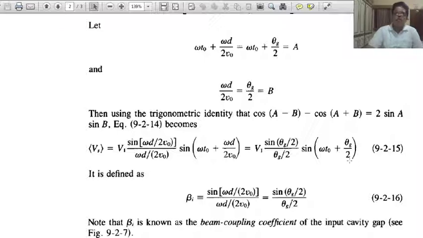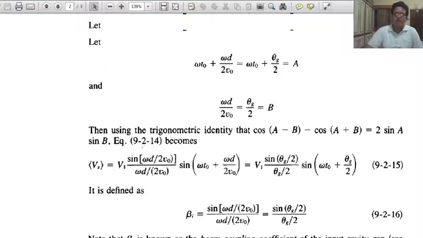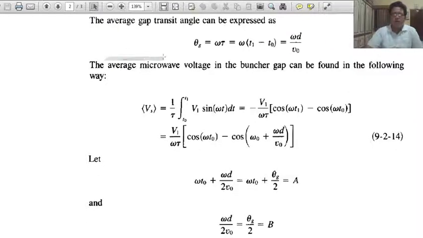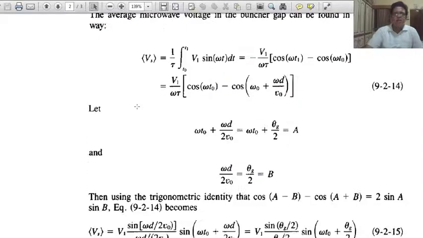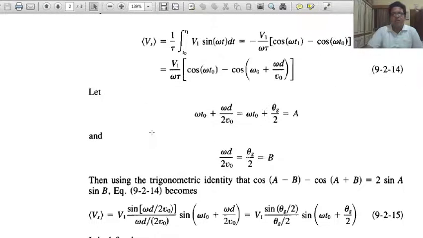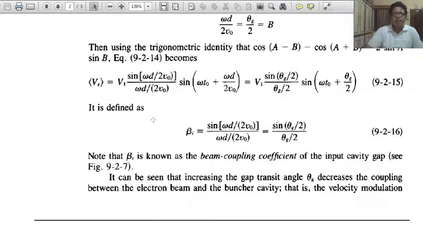This is the value for average microwave voltage. What are we determining? The average microwave voltage in the Buncher gap. Here, beta is defined as sin theta z upon 2 upon theta z upon 2.